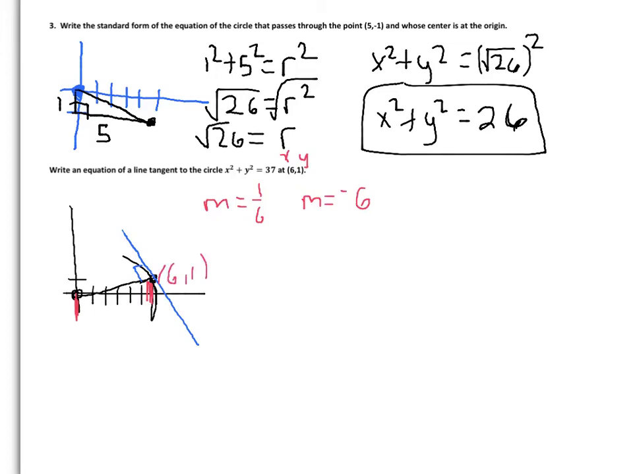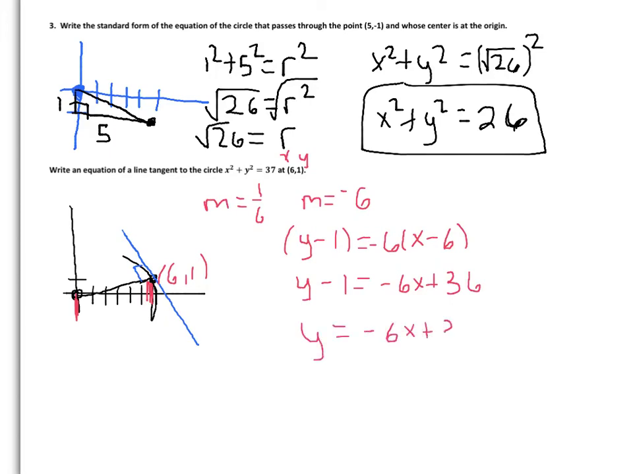So use point slope form again. So you get y minus 1 equals -6 times x minus 6. So I get y minus 1 equals -6x plus 36. So y equals -6x plus 37. So there it is. Okay? Remember point slope form from the other day. Alright.